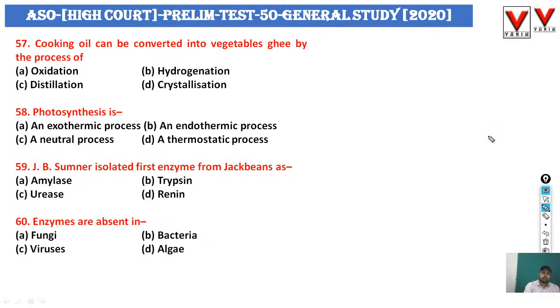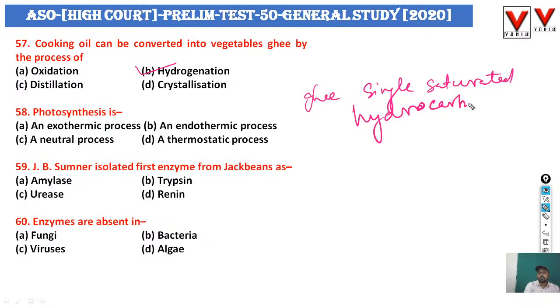Yes, cooking oil can be converted into vegetable ghee by the process of hydrogenation, because ghee is a single bond saturated hydrocarbon. When it undergoes hydrogenation, we add more hydrogen atoms to it. It forms a chain and becomes a saturated hydrocarbon, and that is the process by which we convert cooking oil into ghee. So I hope it is clear.